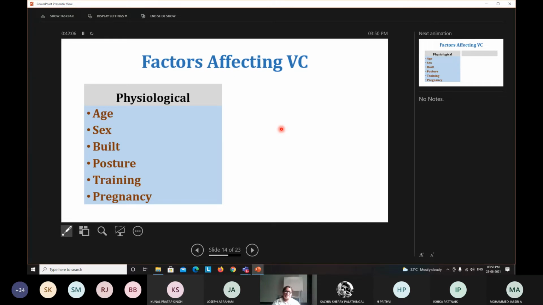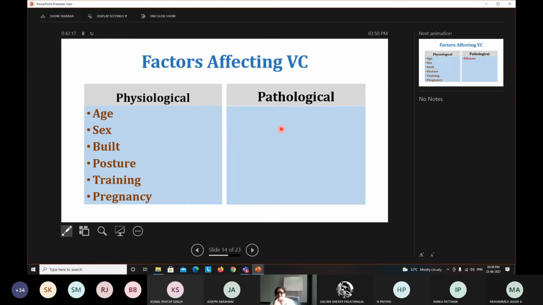So there are certain physiological factors which are going to affect the vital capacity. Next, we are going to see abnormal conditions or pathological conditions, which are all the diseases which are going to affect the vital capacity.